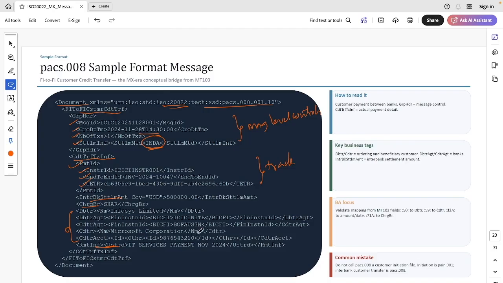Common mistakes committed are: do not call this the customer initiation message or customer initiation file. Customer initiation is pain.001. This is PACS.008. This is the interbank customer credit transfer. Also remember that this sample is just for illustration. Actual usage depends on the ISO version, and your CBPR plus usage guidelines and your market guidelines.